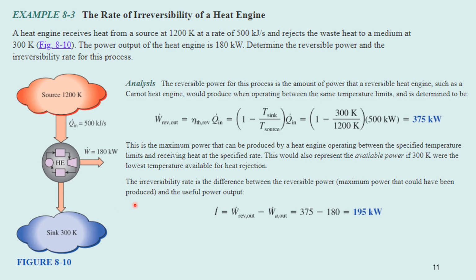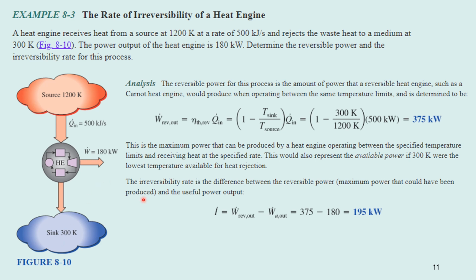So let's calculate this using a simple example. Example 8.3. A heat engine receives heat from a source at 1200 Kelvin. So here's our hot source, 1200 Kelvin, at a rate of 500 kilojoules per second, and rejects the waste heat to a medium at 300 Kelvin. So here's our heat engine. It's taking in 500 kilojoules per second, doing work of 180 kilowatts, and ejecting the leftover heat to a heat sink at 300 Kelvin.